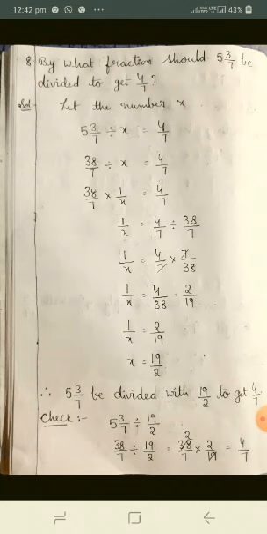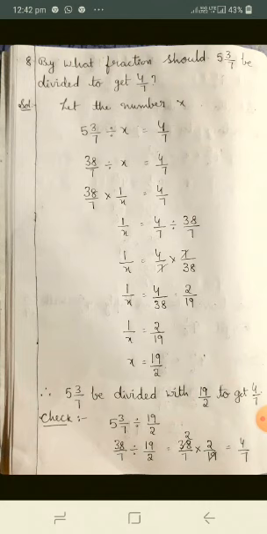Division of 38 by 7. 1 by x equals 4 by 7. Divide will become multiply with the reciprocal of 38 by 7, which is 7 by 38. 7 7 cancel. 1 by x equals 4 by 38. 4 by 38 you can simplify with 2. 2 2s are 2, 2 19s are 38. 1 by x will be 2 by 19.